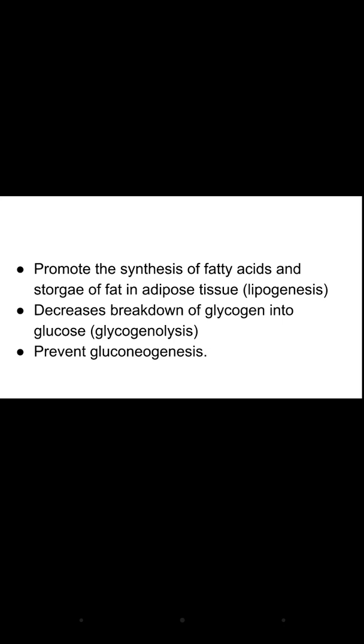Then it also does lipogenesis. Lipo means fatty acids. So what does it do? It promotes the synthesis of fatty acids and the storage of fat in the adipose tissue. Next is glycogenolysis. It decreases glycogenolysis. Glucagon increases glycogenolysis, but insulin decreases glycogenolysis, and it also prevents gluconeogenesis. What is gluconeogenesis? As I discussed before, it is the conversion of non-carbohydrate products, for example fats and amino acids, into glucose. So in this way, insulin lowers the blood glucose levels.